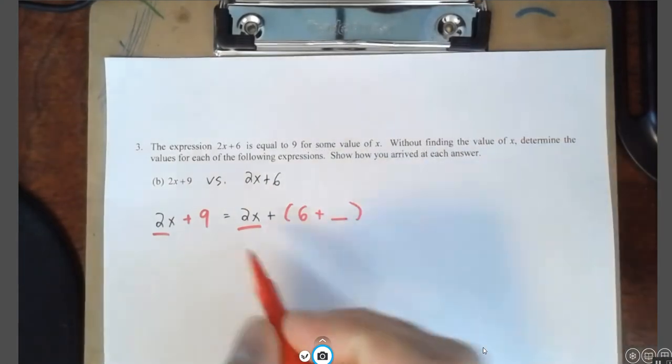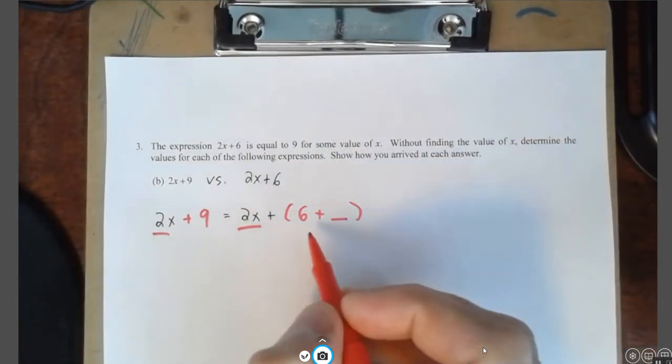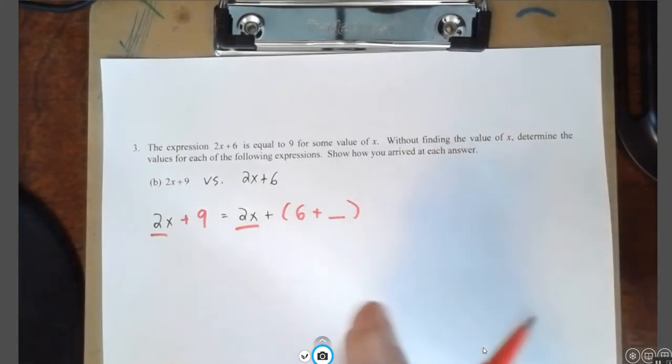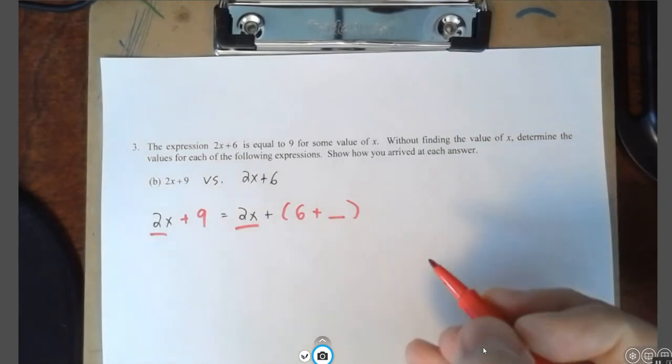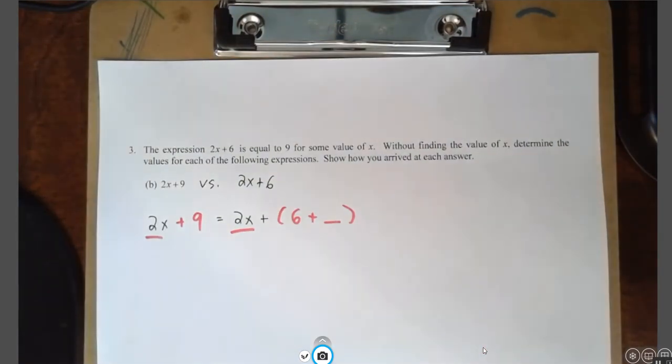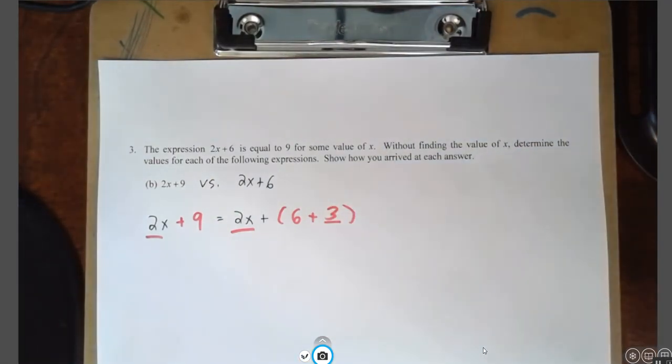I notated all this in red so you can see this, but 2x plus 9 is equivalent to 2x plus 6, right? Plus some number. What is that number? Well, 6 plus what is equal to 9? Here we don't need division. Sure, you can use subtraction, but I think this is something we can all do in our head. So 6 plus 3 is equal to 9.